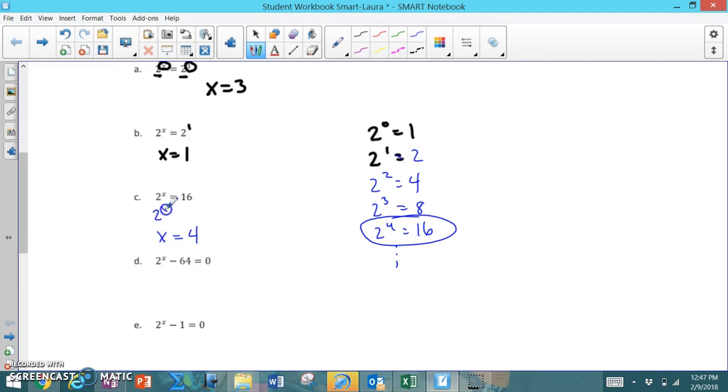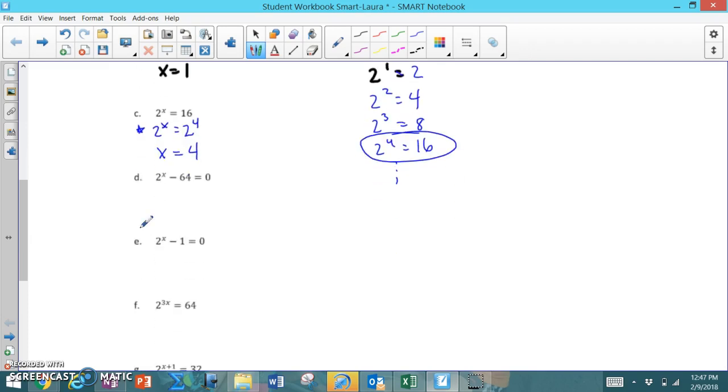Now, one option that's going to come in handy in just a little bit is that we could have said, okay, 2 to the x equals 16. I could rewrite 16 as 2 to the 4th. Again, this part is not a skill you necessarily needed for this problem, but we'll use it in just a few minutes. Letter D and E add another twist because it's equal to 0 and there's more going on.